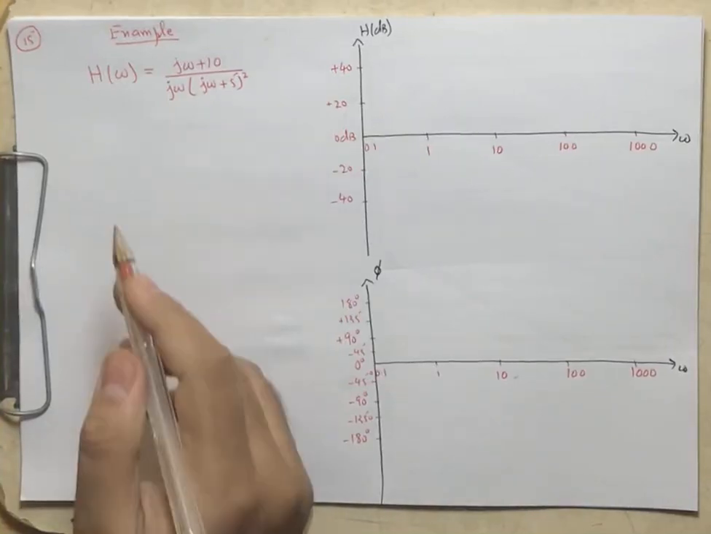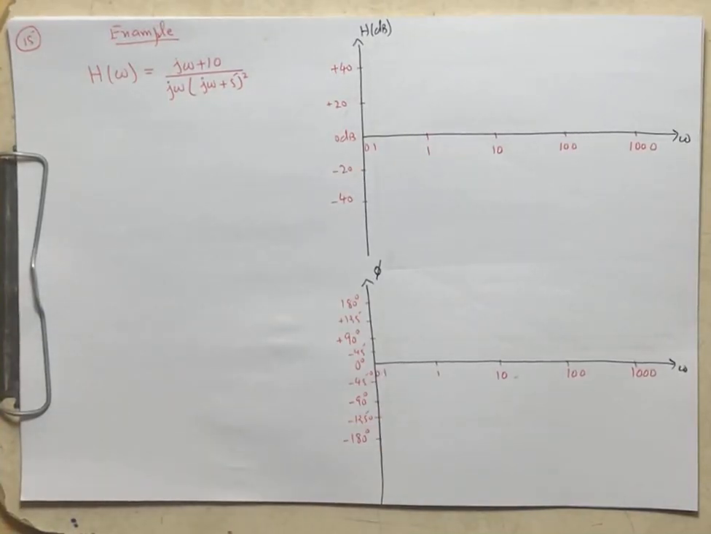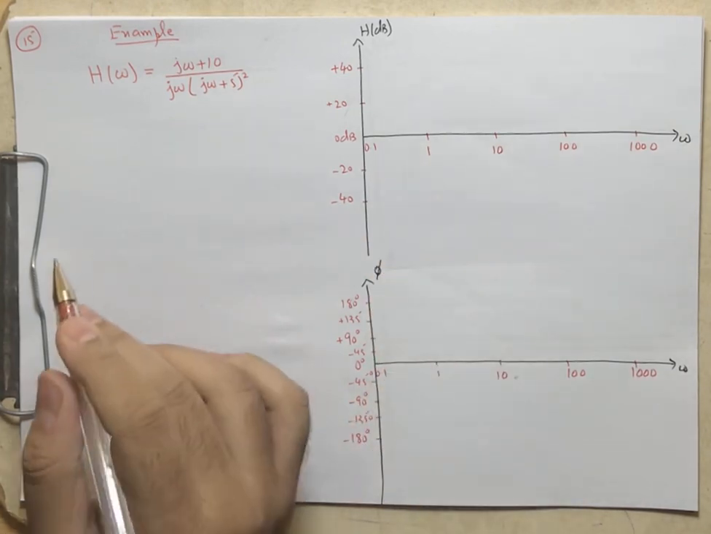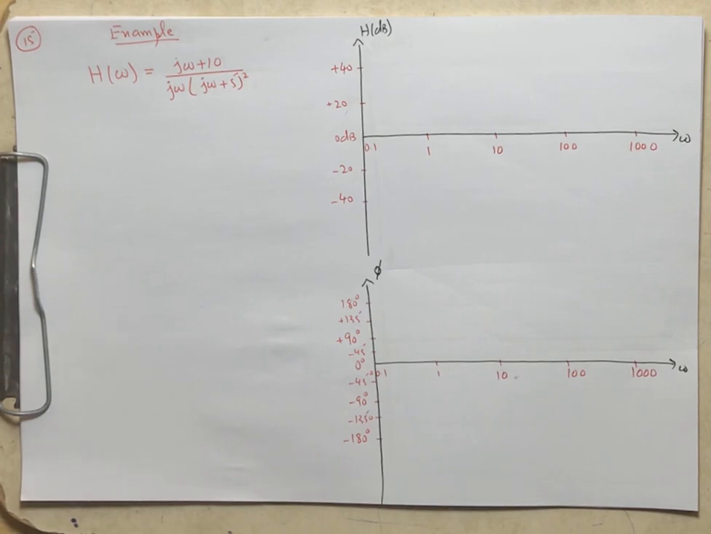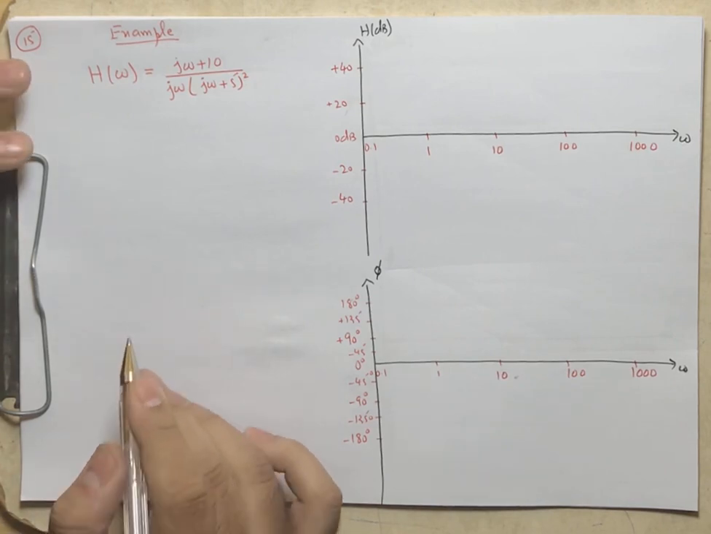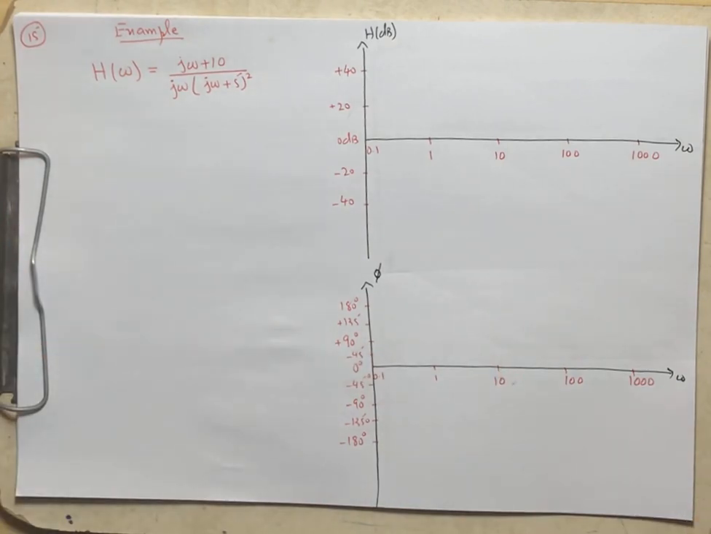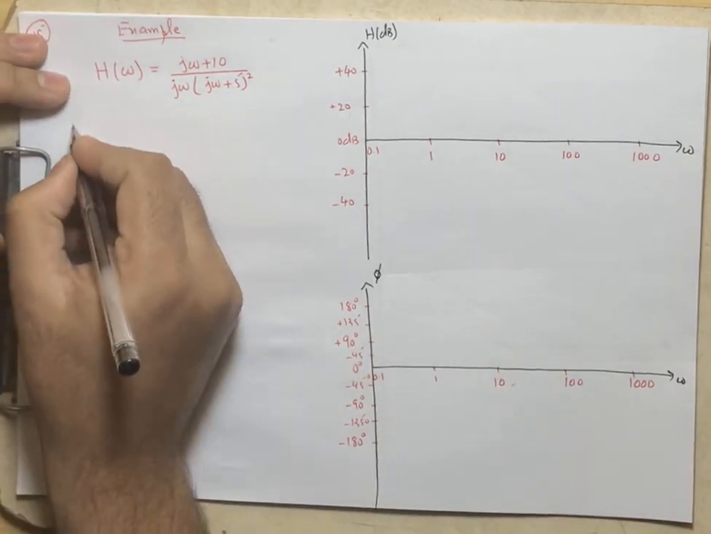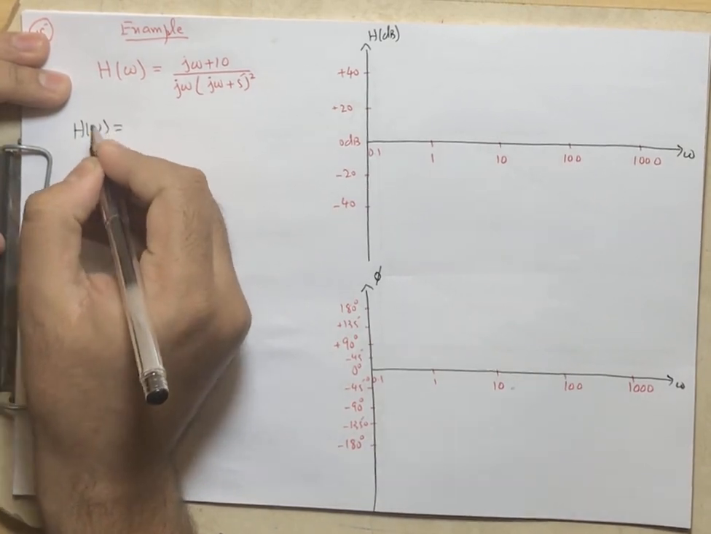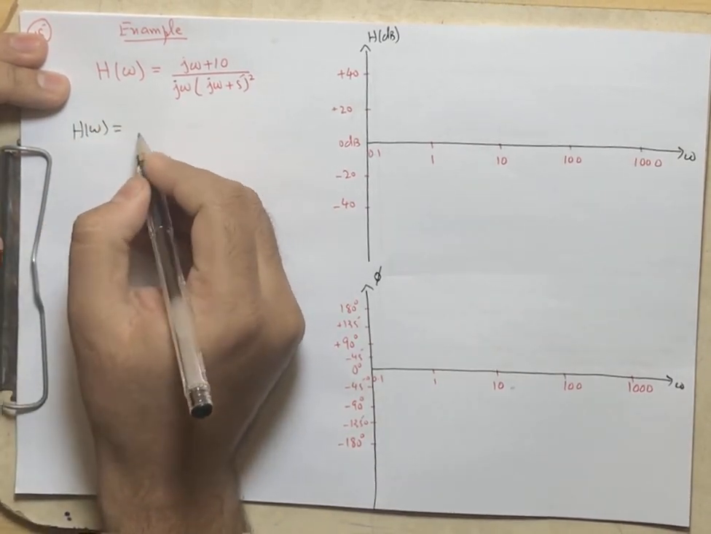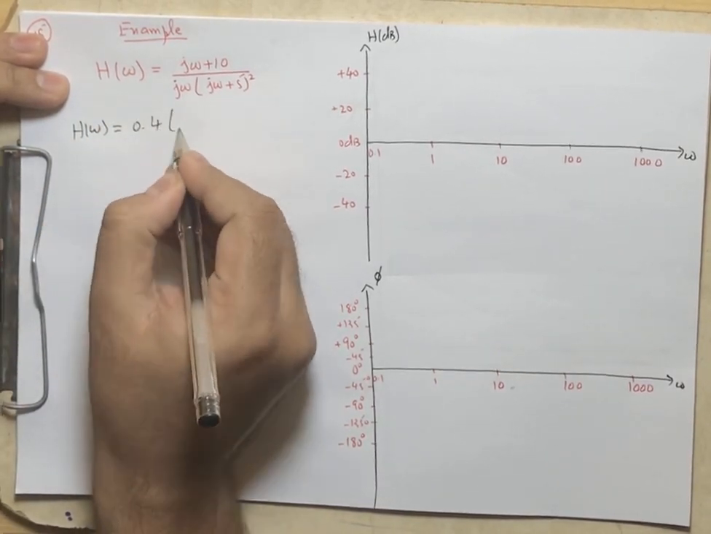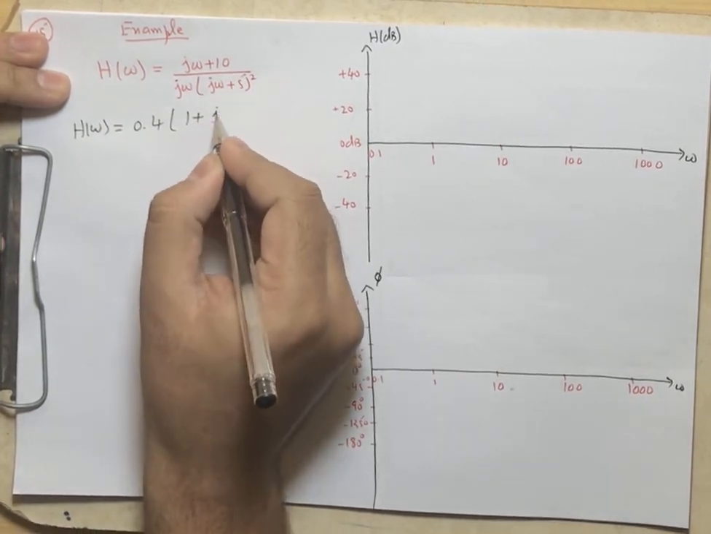Okay, in this example, here is another example in which we are going to plot the Bode plot, the magnitude and the phase plot, of this whole function. So the first thing is to convert this whole equation into the standard form, and in the standard form you can say that this is 0.4 into 1 plus j omega by 10.